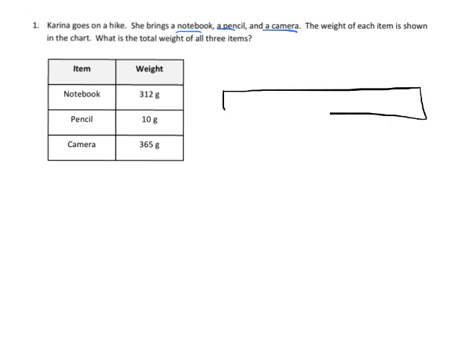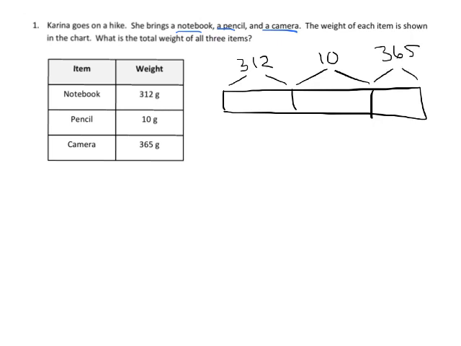So we've got three items, and we don't have to worry about necessarily the three items looking the same length. And we've got the notebook, which is 312 grams, and I'm just going to label 312. And we've got a pencil, which is 10, and we've got a camera, which is 365. And then the question is, what is the total weight? Right here, what is the total weight? In which case it looks like this, all right? And we'll put a question mark there.